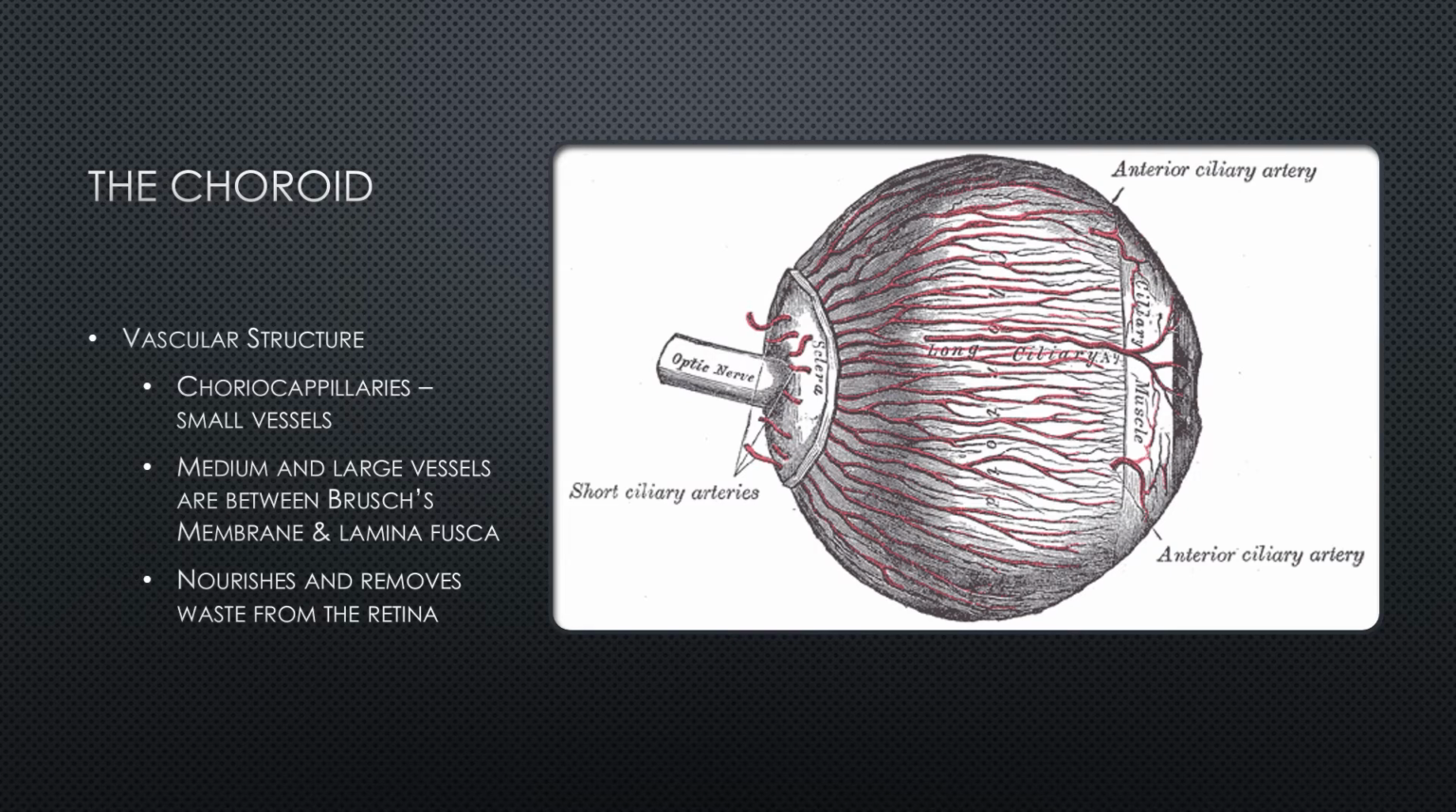Choroid is a honeycomb-shaped vascular structure of blood vessels ranging in size. The small blood vessels make up the first layer and are called the choriocapillaris. The medium and large vessels are sandwiched between two layers, Bruch's membrane and the lamina fusca. The choroid is responsible for providing nourishment and waste elimination for the retina.